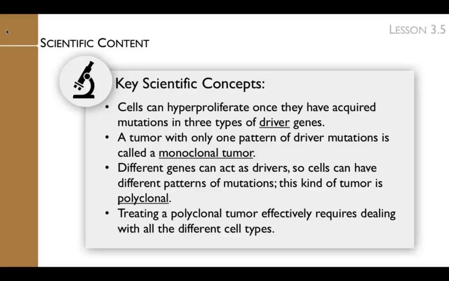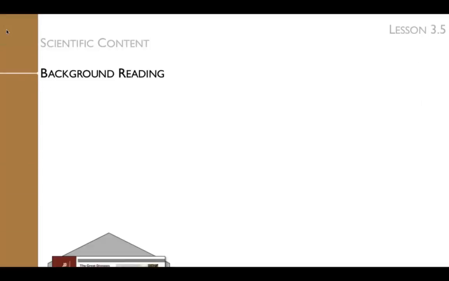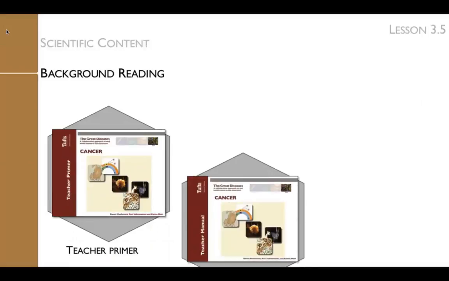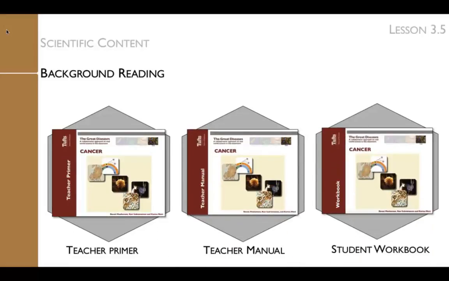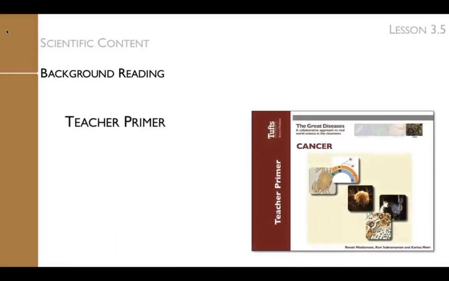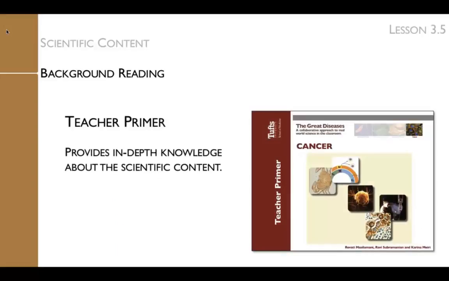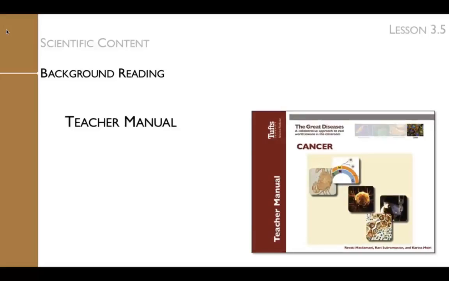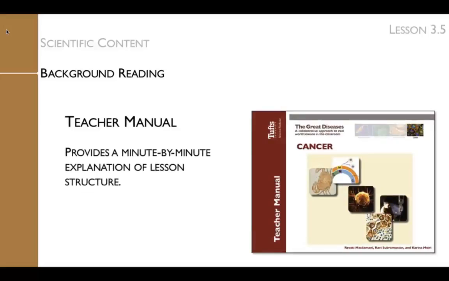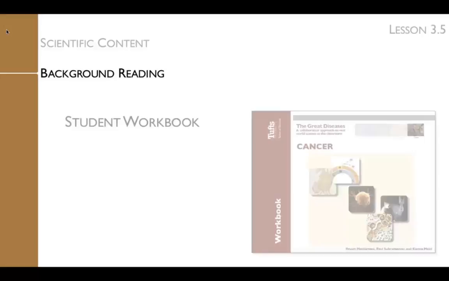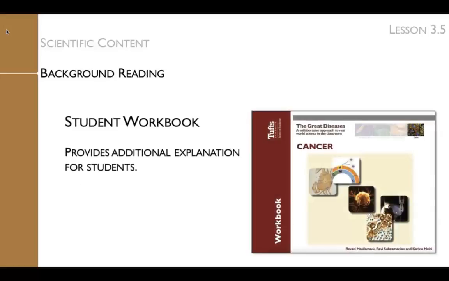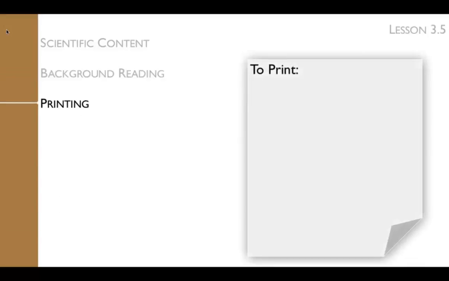You can review this scientific content in the background reading provided for you in the teacher primer, the teacher manual, and the student workbook. The teacher primer provides in-depth knowledge about the scientific content presented in this lesson. The teacher manual or lesson plan provides a minute-by-minute explanation of the lesson structure. The student workbook provides additional explanation for students. Be sure to print the lesson worksheet and the homework worksheet.